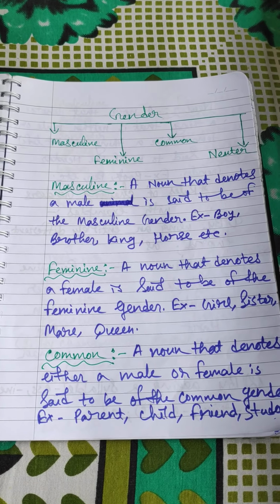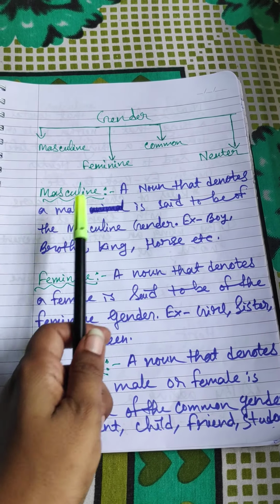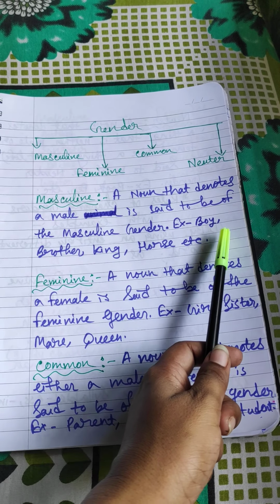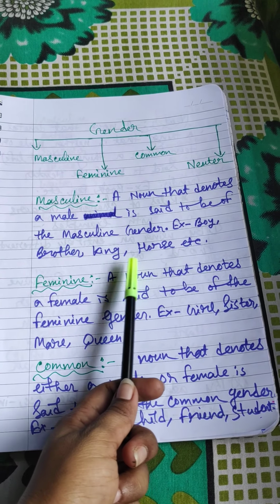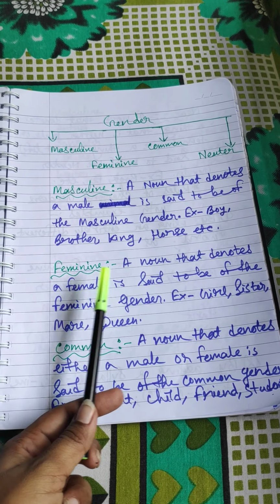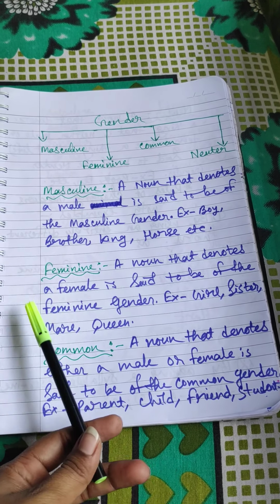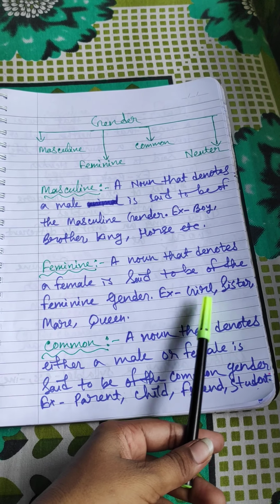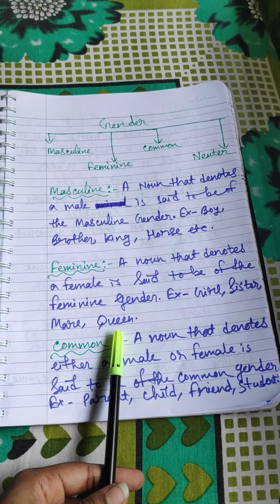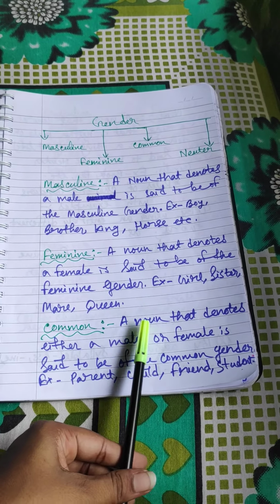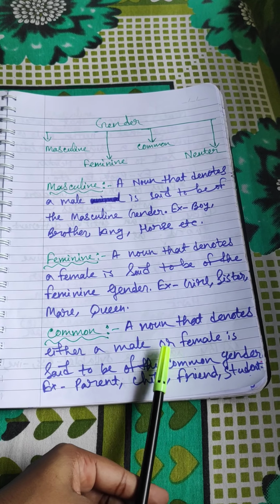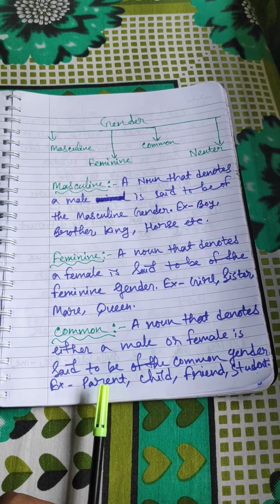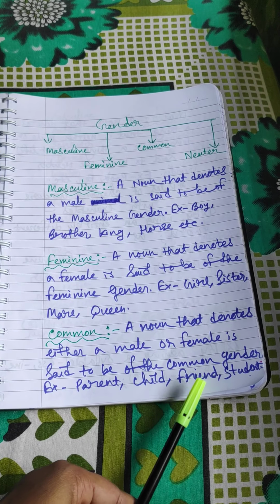What is masculine gender then? A noun that denotes a male is said to be of the masculine gender. For example, boy, brother, king, horse, etc. Feminine: a noun that denotes a female is said to be of the feminine gender. For example, girl, sister, mayor, queen. Common gender: a noun that denotes either a male or female is said to be of the common gender. For example, parent, child, friend, student.